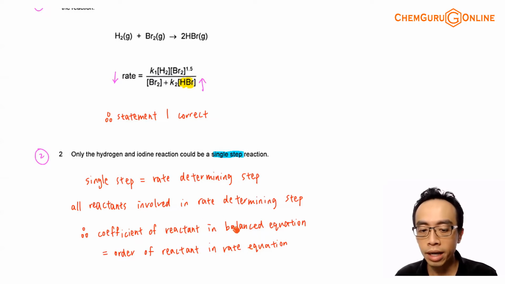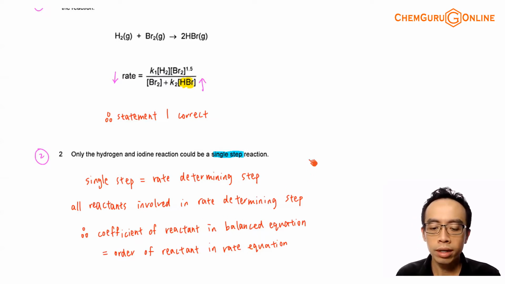Now again, this one we learned under kinetics. We know that there's a relationship between the slow step and the rate equation: whatever number of species or reactants are involved in the slow step, the coefficient for the reactant actually corresponds to the order of that reactant in the rate equation.